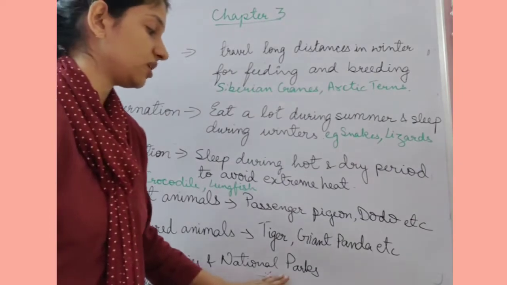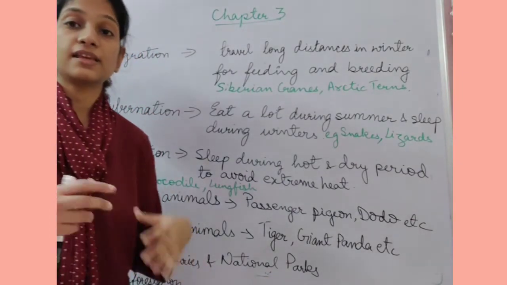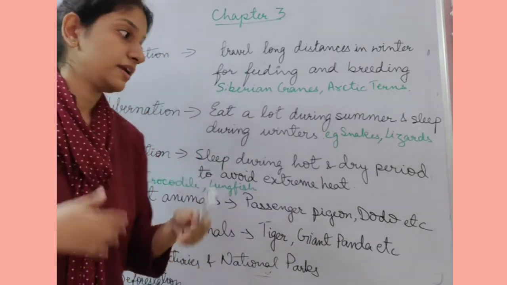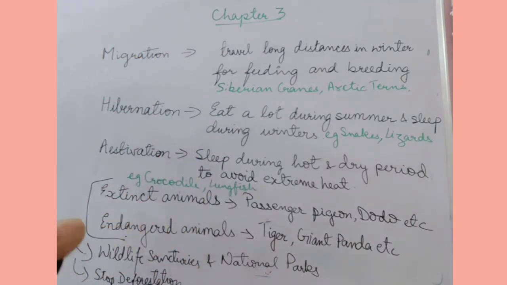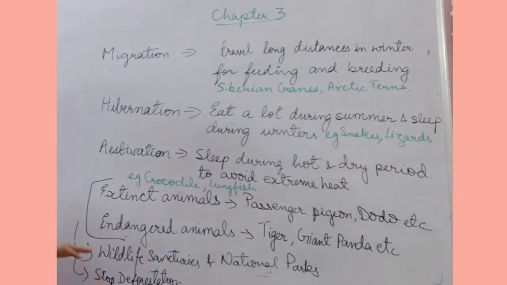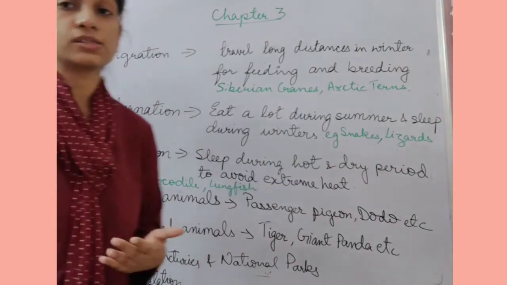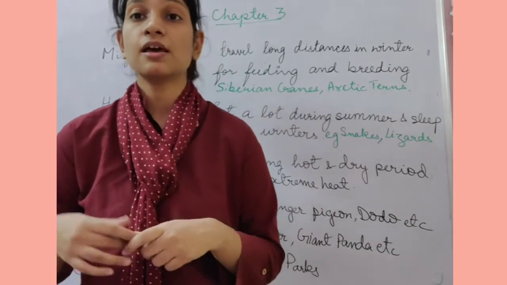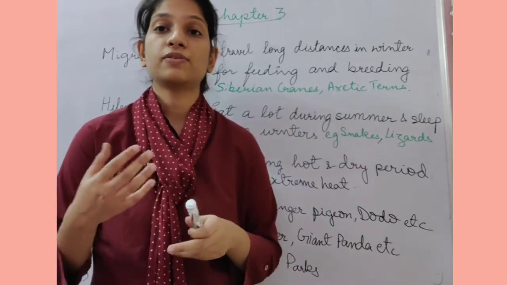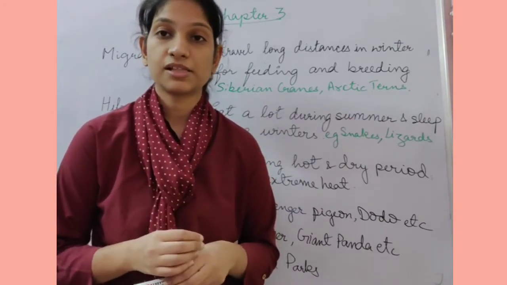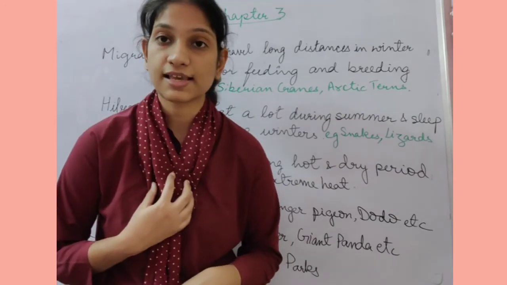Wildlife sanctuaries and national parks need to be created so that these animals can live in their natural habitat, grow, reproduce and be safe, and not become endangered. Next, we can stop or reduce deforestation. We must reduce the deforestation. We must take up activities which do not pollute our environment, which do not affect the natural habitat of these animals, because eventually it is going to affect us as well.